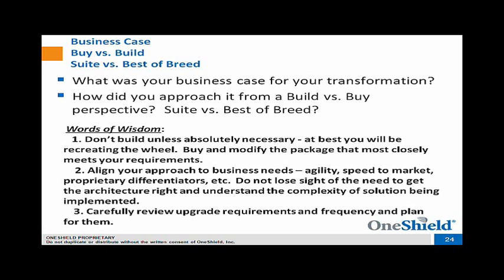And now this next question, we're going to start with you, Derek, on how did you approach it from a buy versus build perspective as well as a suite versus best of breed? Sure.